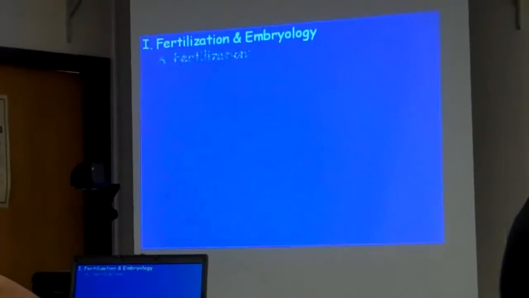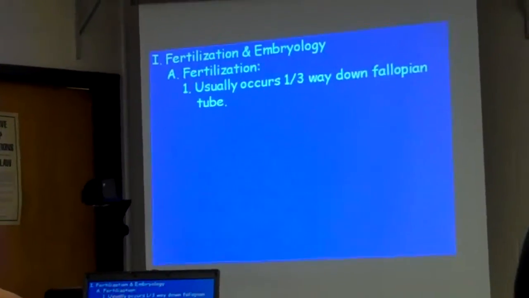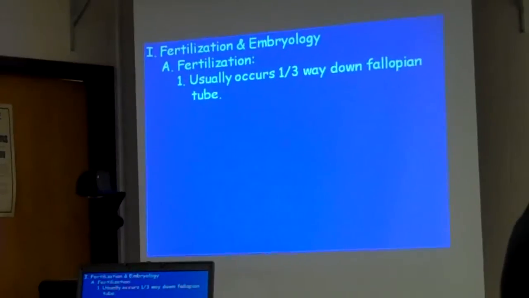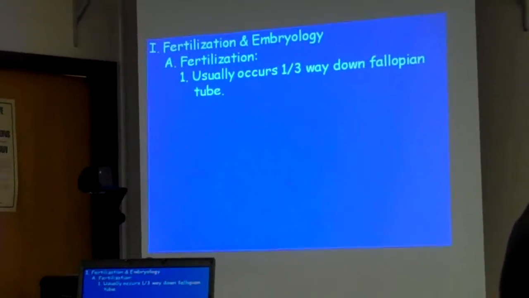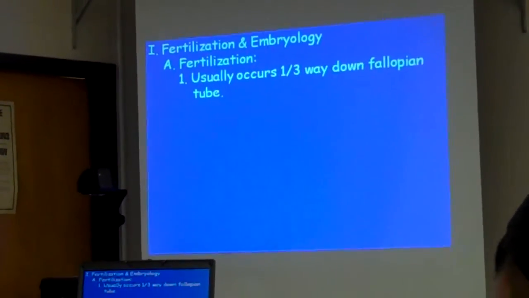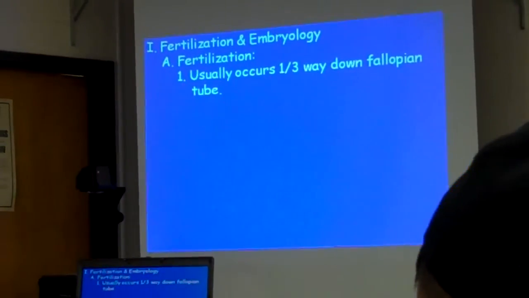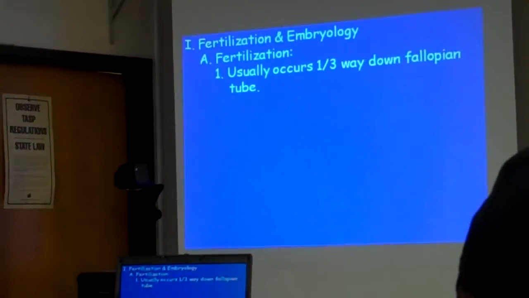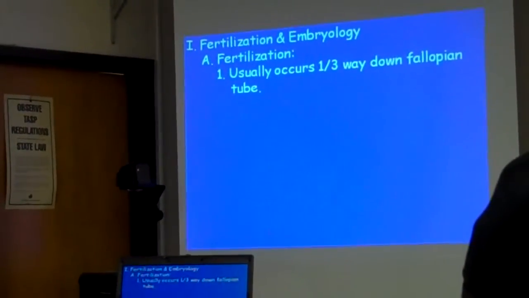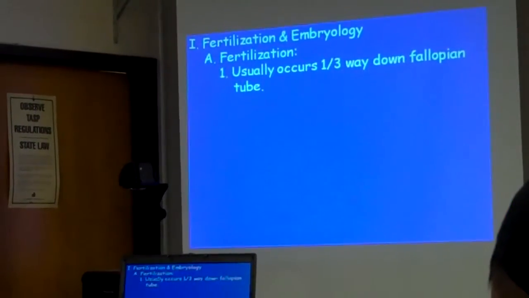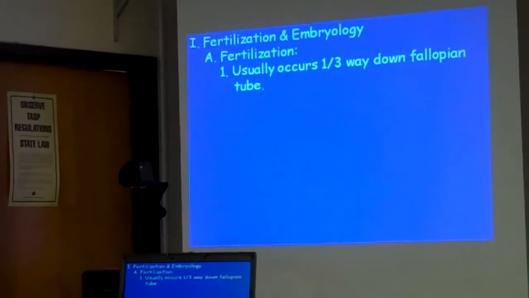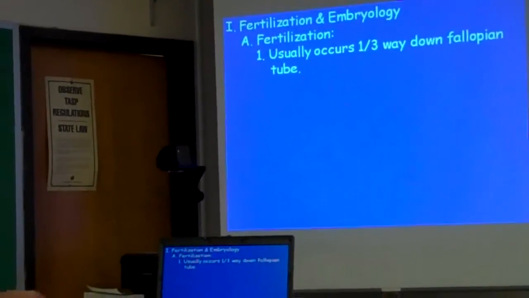Here is something I want to mention to you. Fertilization, usually, now all of you make sure you remember this. Fertilization normally occurs about 1/3 of the way down the fallopian tube. That's the normal. About 1/3. Now that would probably be on your test. Fallopian tube, uterine tube, whatever you want to call it. That's where it normally occurs.